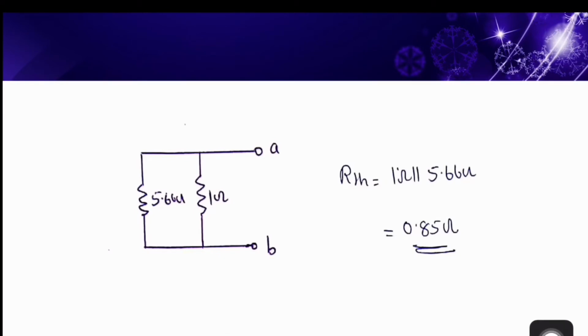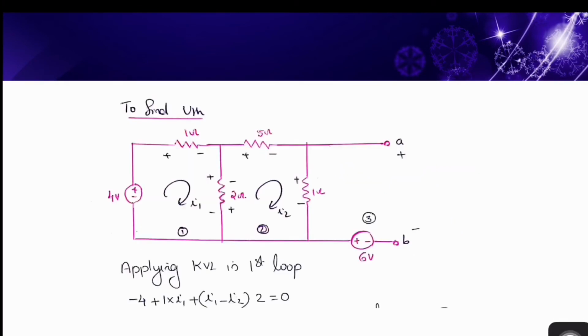So what are we supposed to do next? We have to calculate VTH, the Thevenin equivalent voltage, which is nothing but the open circuited voltage across the open circuited load terminals. So here AB are the open circuited load terminals. By analyzing this network, you can see 3 loops here. Let us consider this as the first loop, this as the second loop and this as the third loop.